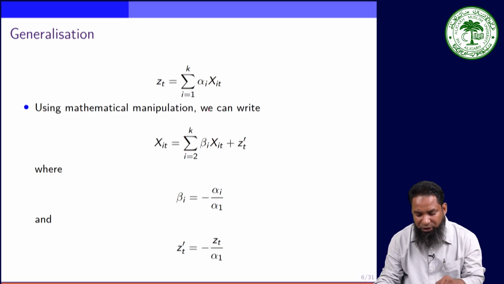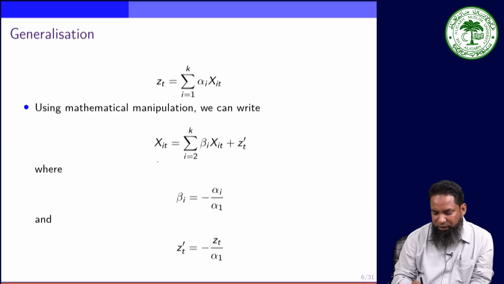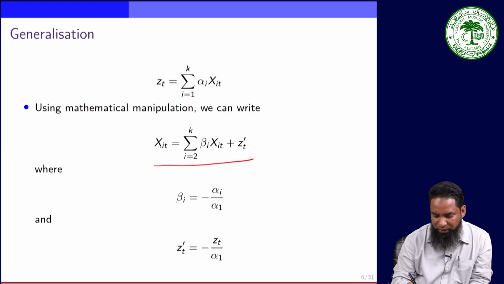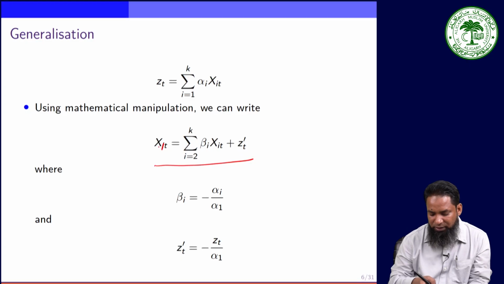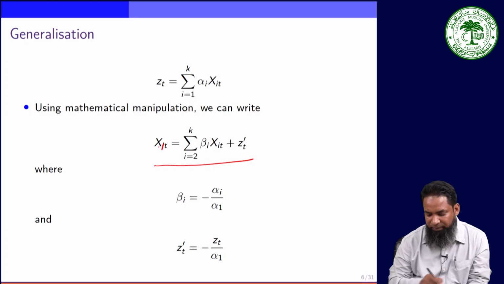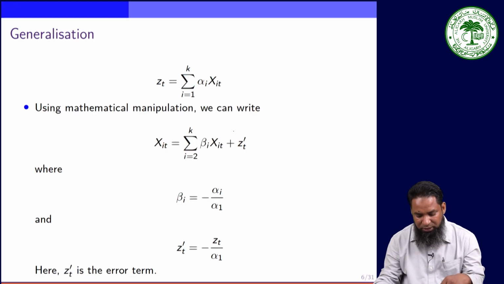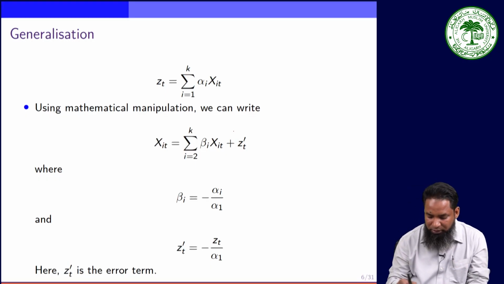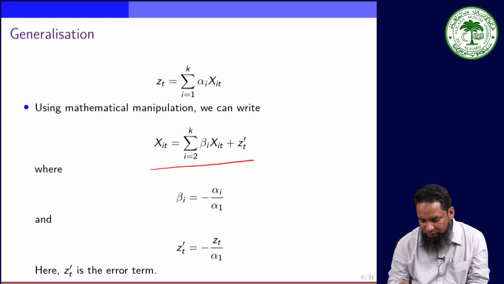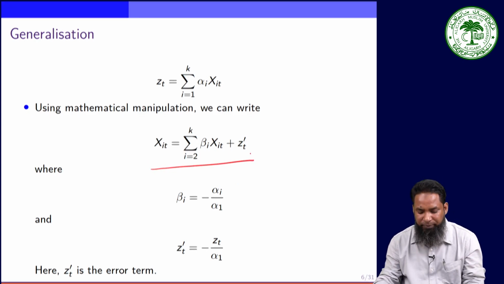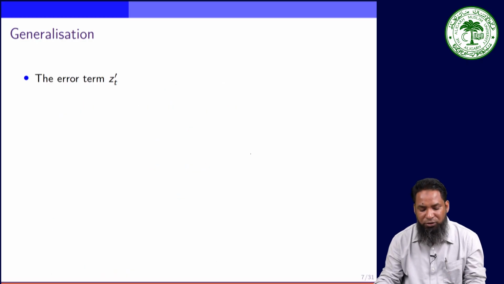After this manipulation, if we see here, this is nothing but an example of a linear regression equation, where x1t is equal to these variables, and this zt prime works as an error term. So this zt represents an error term, and this particular equation represents an OLS regression. So what is the property of this error term? This error term has two properties.